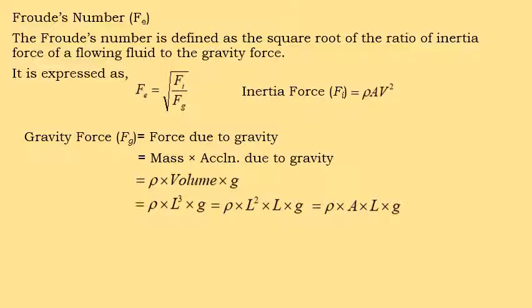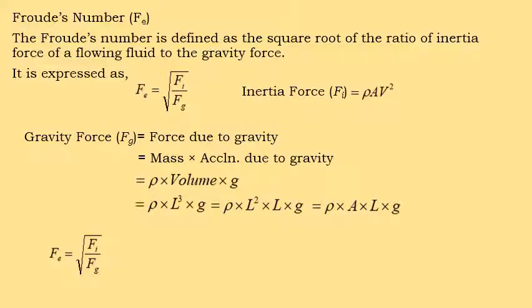So here, rho into L square. L square means meter square, which is the unit of area. For that reason, we substitute it with area A. That means rho into A into L into g.